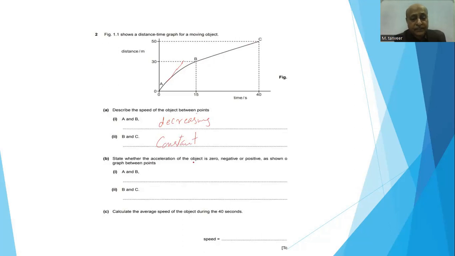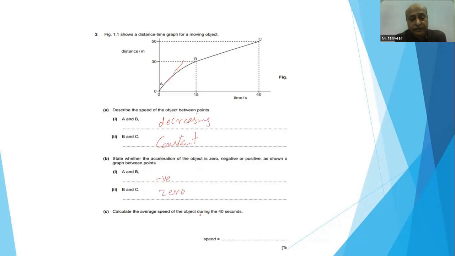State whether the acceleration of the object is 0, negative or positive between points A and B. A and B, when speed is decreasing, then acceleration is negative. B to C, there is no change in speed, then acceleration will be 0.